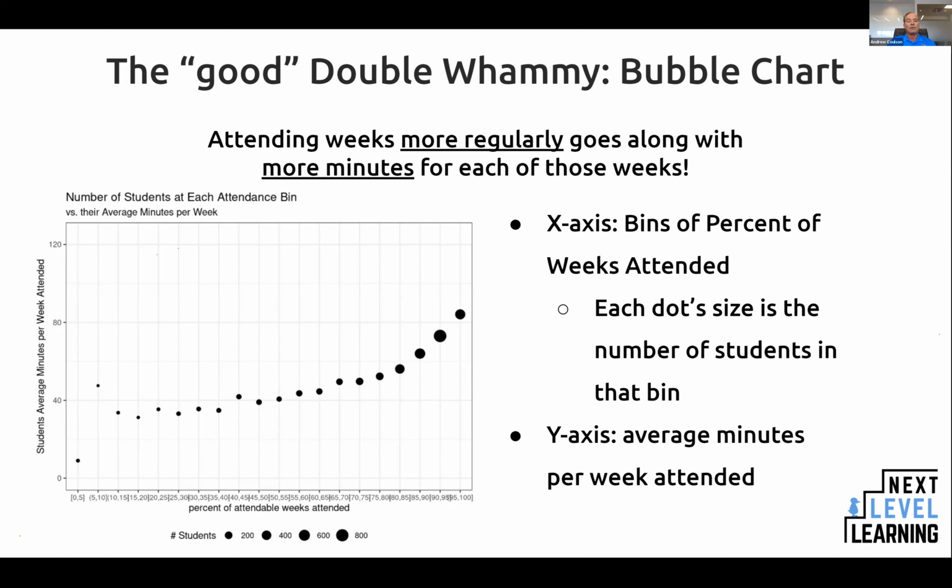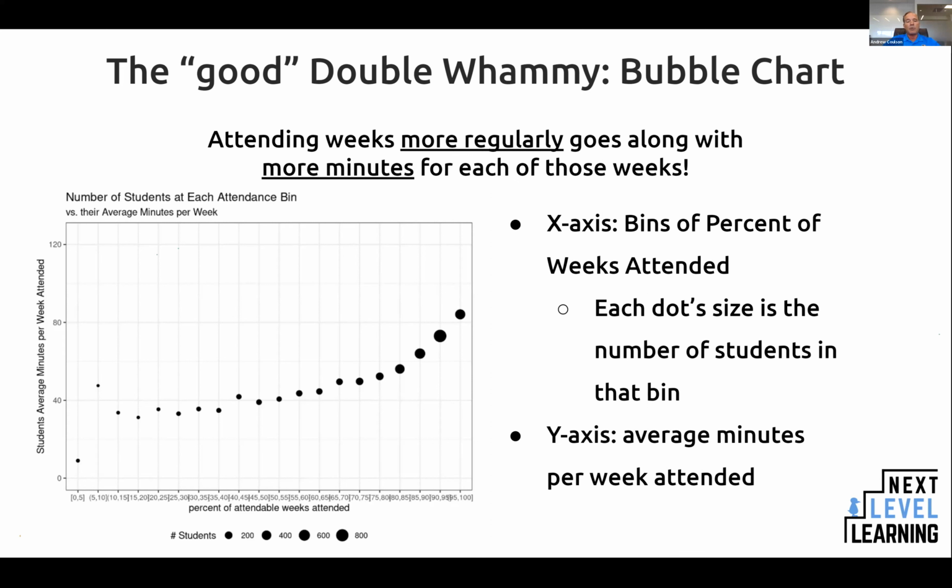And that's how, when you're looking at the higher percent attendance, you're also getting, look at these numbers here, the average for the 95 to 100% attendance bin, that's really high. For most of the weeks of the school year, they were averaging over 80 minutes per week. Again, we could hypothesize about what it is about students who go more regularly that they end up being logged in for more time.